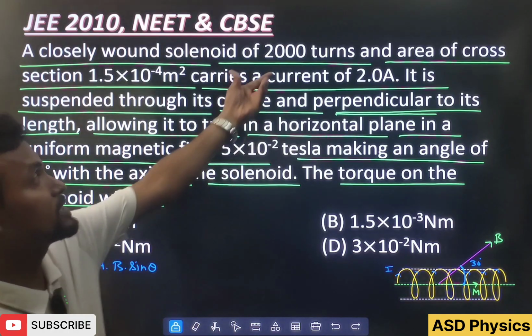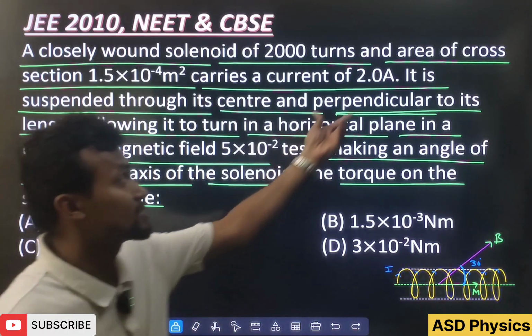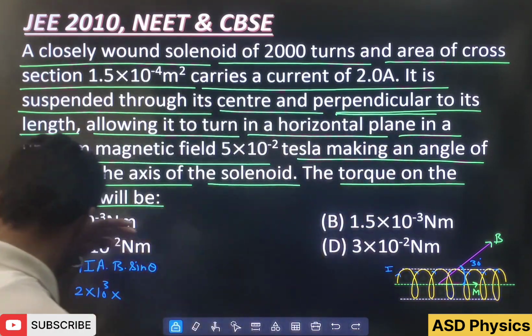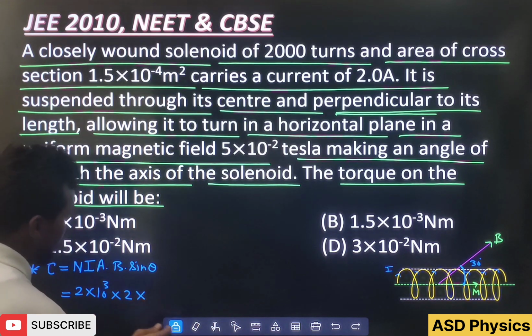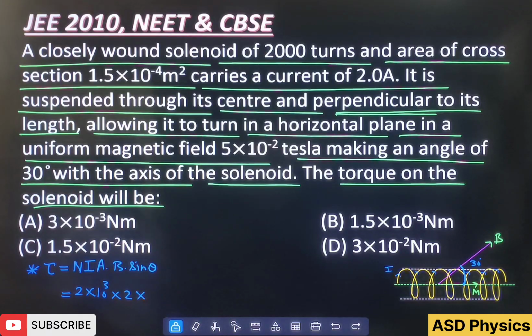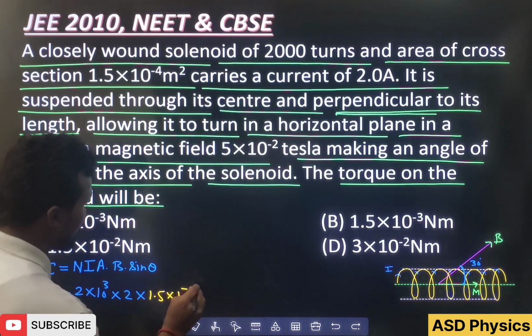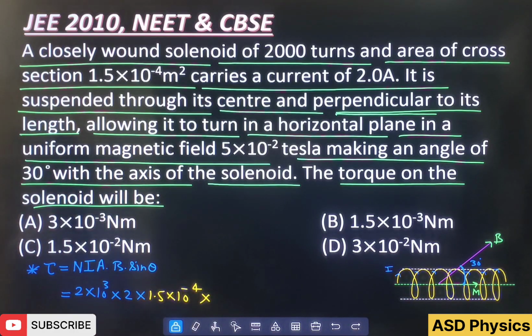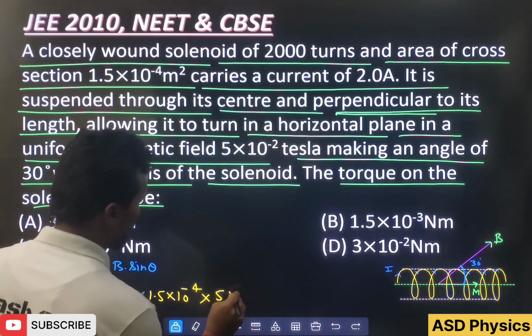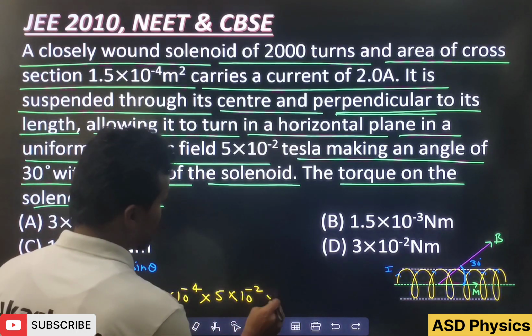Number of turns, how much is given here? See, 2000. That means we can write 2 into 10 to the power 3. Current is given here, 2 ampere. Into area of cross section, how much is given? See, 1.5 into 10 to the power minus 4. B, magnetic field, how much is given here? 5 into 10 to the power minus 2 Tesla. Everything in SI unit.